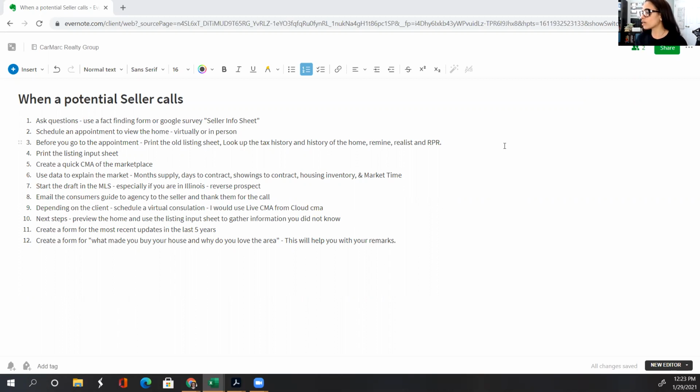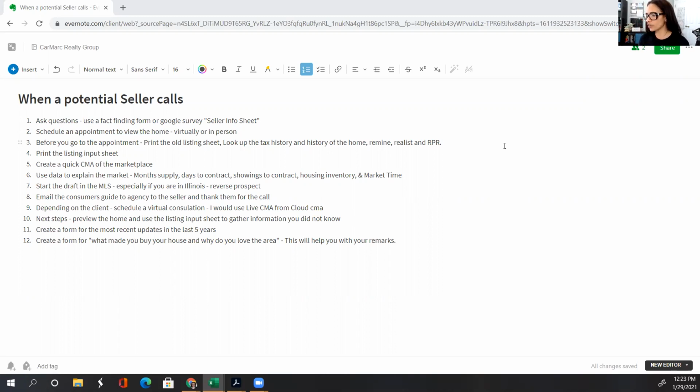Then, number 11, create a form for the most recent updates in the last 5 years. Again, put the equipment at the top and then a date. Here's the benefit of this. Number 1, you're professional. Number 2, when you list the property and the buyer's agent calls and asks, hey, Carrie, how old is it? You can say, they had the roof replaced in '47, full tear off. You already have the information. You don't have to say, that's a good question, I'll call you back. Nope, you already got the information.